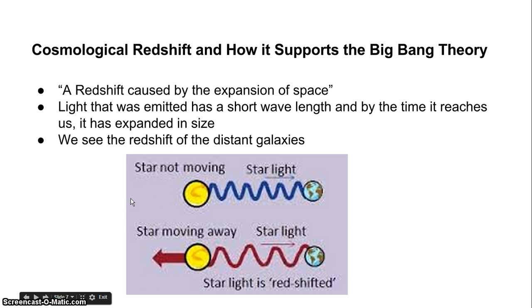We see the redshift of distant galaxies, and since we see the redshift of distant galaxies, that means the universe is moving away from us, and it could also mean that the galaxies started from somewhere at one point, which could be the Big Bang, where everything started.